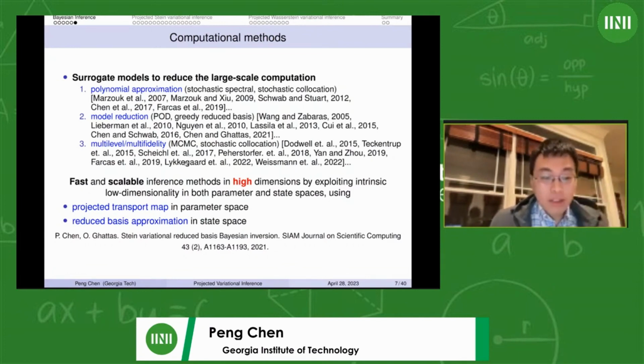So our target is to develop a fast and scalable inference method in high dimensions. The high dimensions are both in parameter dimension and also in state space. State space means, for instance, in our partial differential equations, we have a state variable living in high dimensional space. So we want to address them using projected transport maps in parameter space, and reduced basis approximation in state space. But in this talk, I'm going to focus on the first class of methods. You can take a look at this paper for the reduced basis approximation combined with Stein variational inference.